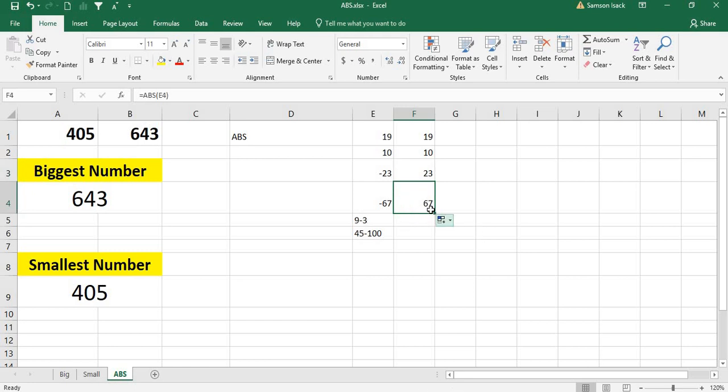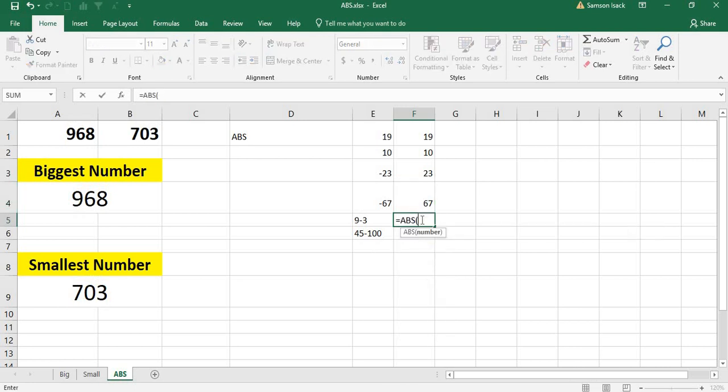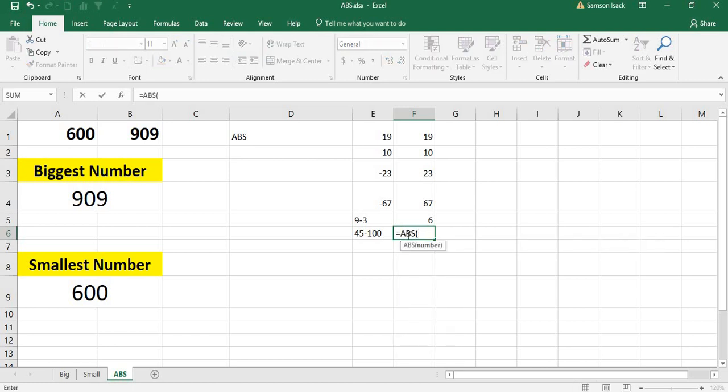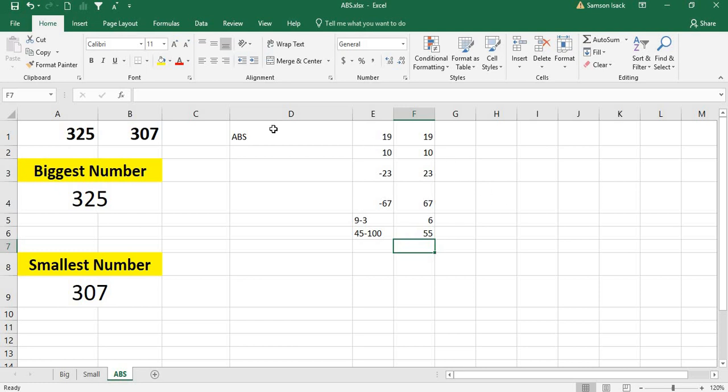Now 9 minus 3, what is the answer? It's 6. So ABS of 9 minus 3 is 6, positive 6. But when it comes to ABS of 45 minus 100, which is minus 55, how is it? It gives 55, positive. So this ABS function basically removes the negativity of the number.